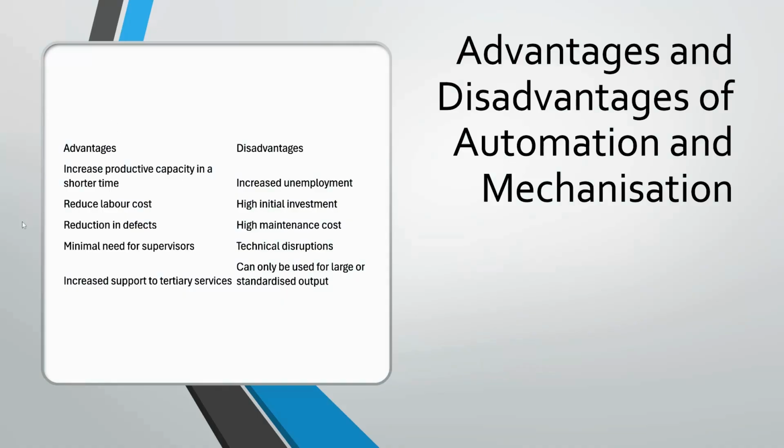Advantages: increased productive capacity because we can produce more in a shorter time, reduced labor costs, reduction in defects because the machines hardly make errors once they're programmed to make the product, minimal need for supervisors, and increased support to tertiary services. Disadvantages: increased unemployment, high initial investment to buy the machinery, high maintenance costs, and technical disruption. So if there are outages, it can disrupt workflow, and it can only be used for large or standardized outputs.